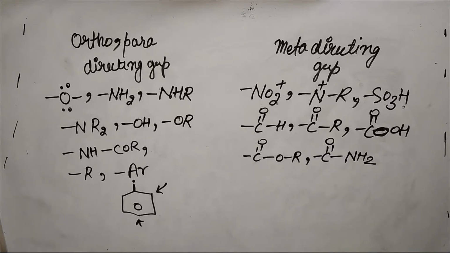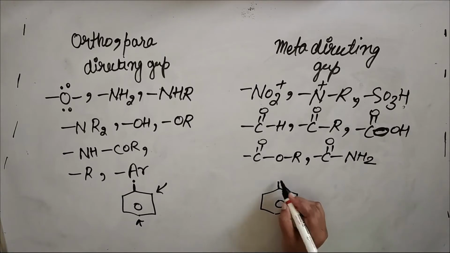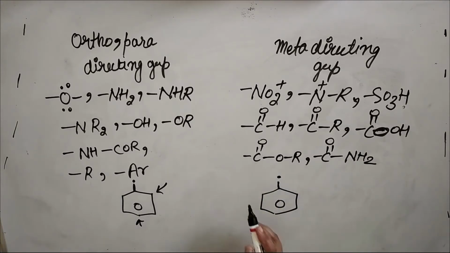Okay, now meta-directing. If these functional groups are present on the benzene ring, suppose here, then they will direct the other functional group to substitute at this position, this meta position. So that is why they are called meta-directing groups.